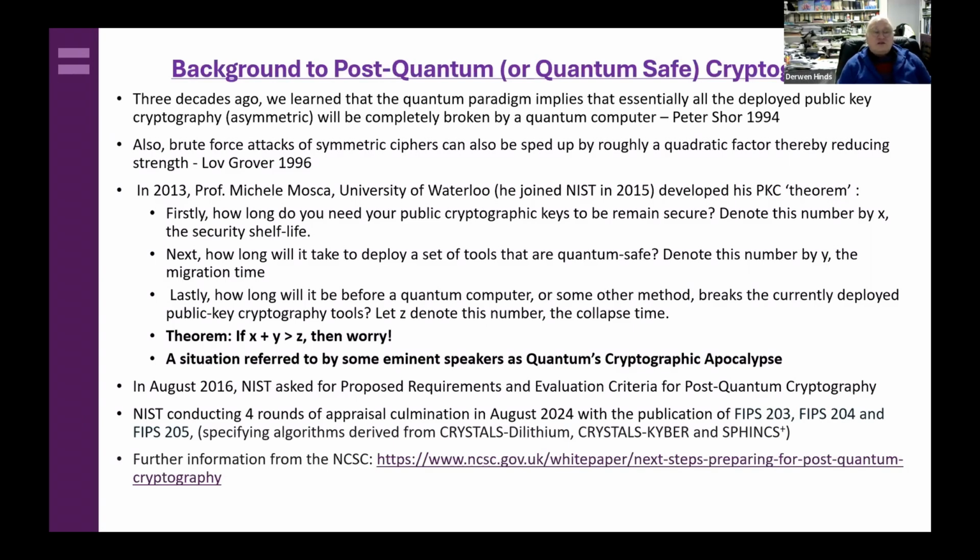Now, Michele Mosca in 2013 developed what's known as his theorem, but a number of eminent presenters do tend to refer to it as quantum's cryptographic apocalypse. It says if the time to keep cryptographic keys safe plus the time to implement a quantum safe solution is greater than the time to develop an industrial strength or scale quantum computer, then we all need to worry.